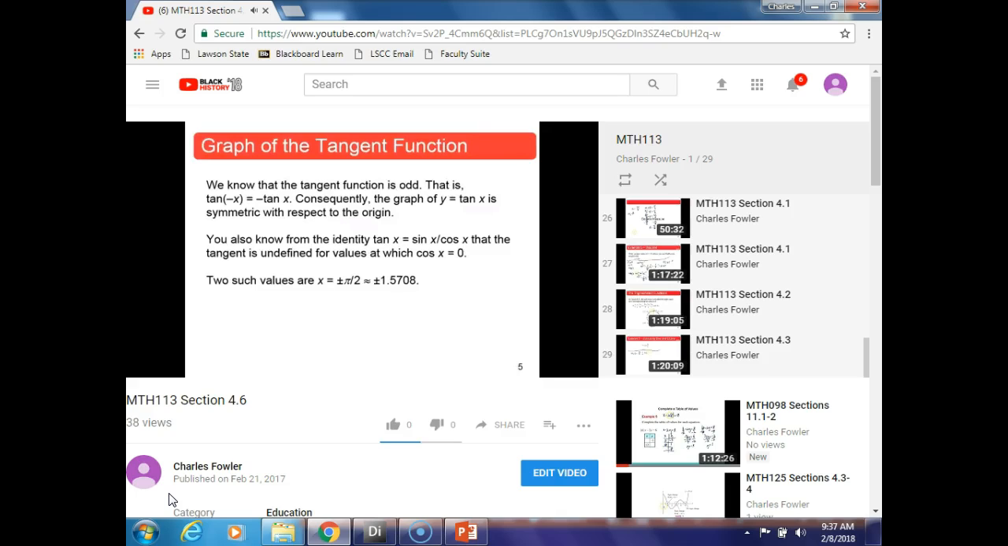But you also know that tangent therefore is undefined where cosine is zero. Okay, that's fine. Where is cosine zero?